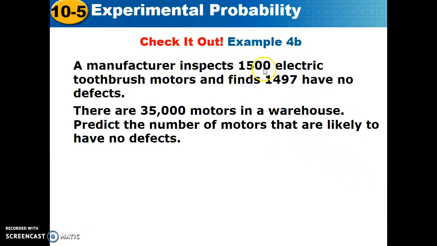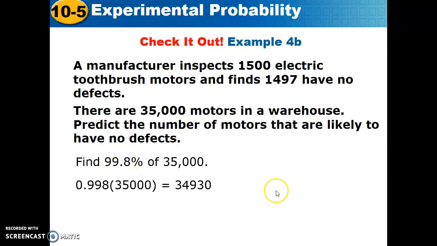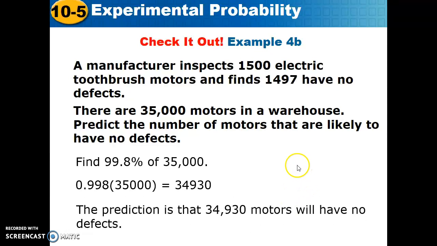Well, we're going to take that statistic, that experiment that they did, and make a guess out of 35,000. What's the likelihood that the toothbrush has no defects? We're going to take our original statistic and find 99.8% of 35,000. Looking at the math, 0.998 times 35,000, 34,930 toothbrushes will be defect-free.